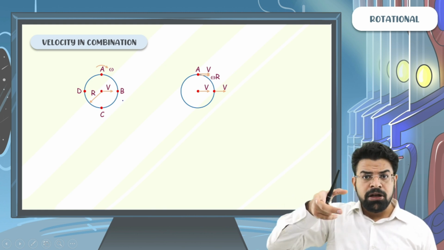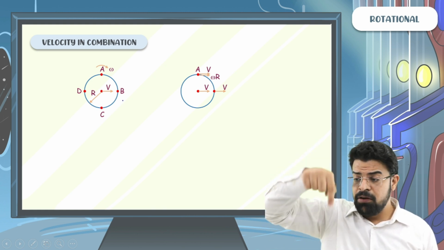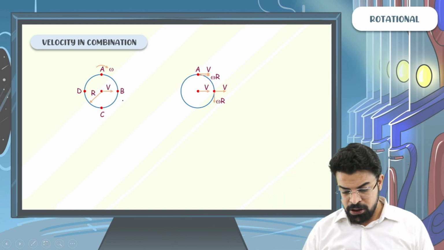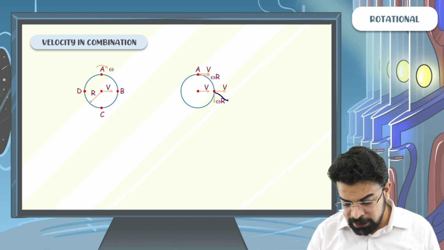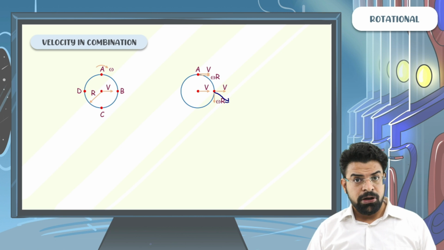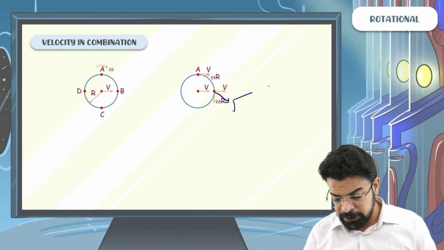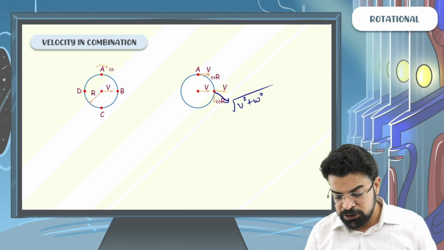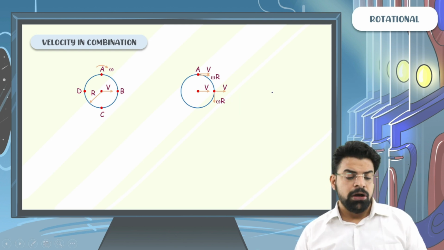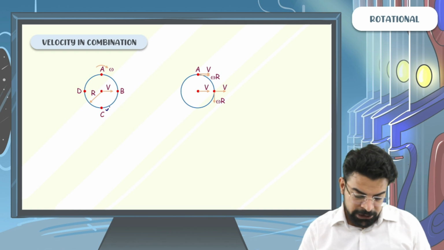Because of rotational, it will have a tangential velocity omega r downward. So the net velocity will be the vector sum of these two velocities, v and omega r, which are in perpendicular directions, so it will be under root of v square plus omega square r square. Now let's talk about the lowest point, the point C.